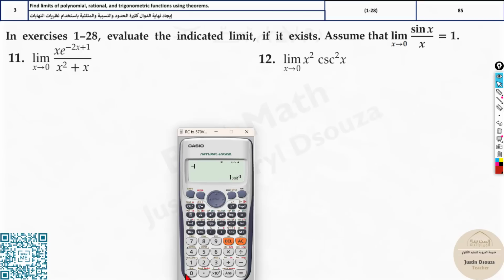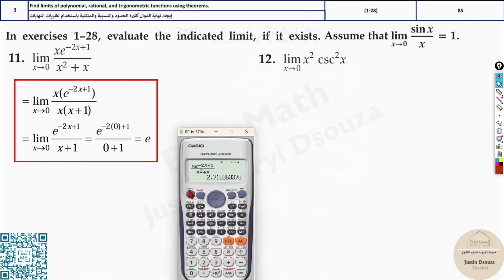Calculate at minus 0.0001. And what is this? 2.71. Both are approaching 2.71. Now if you see the options, the answer is E. If you go over here, shift E to the power 1, what is it?